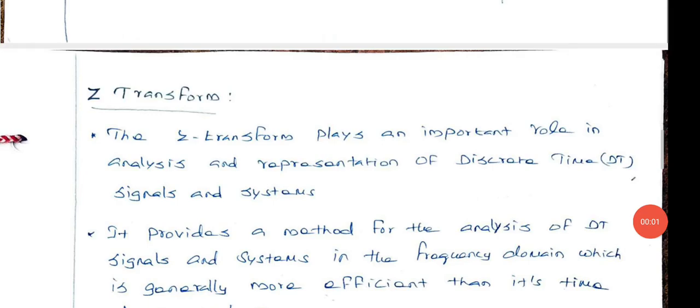Good morning. We are going to see about Z transform today. Already we have seen analysis of linear time invariant continuous time systems using Laplace transform. But in this chapter, we will study the counterpart of the Laplace transform, that is Z transform. Laplace transform is used for continuous time system analysis, but Z transform is used for discrete time system analysis.